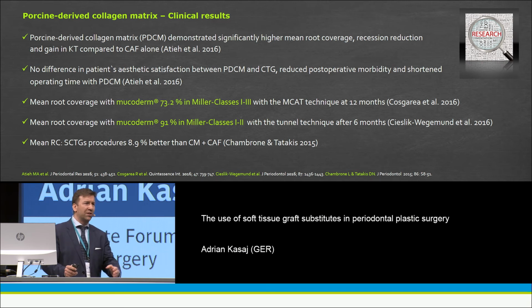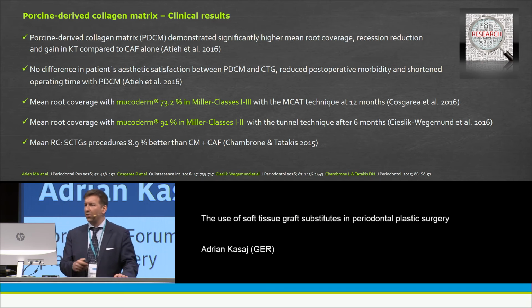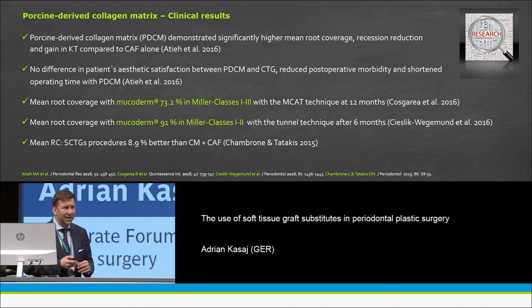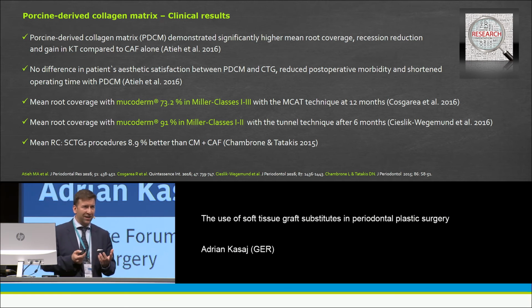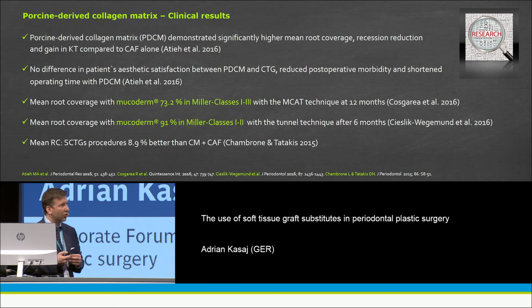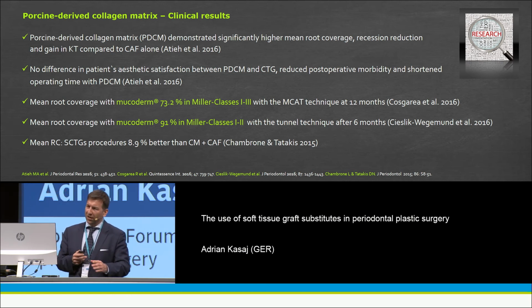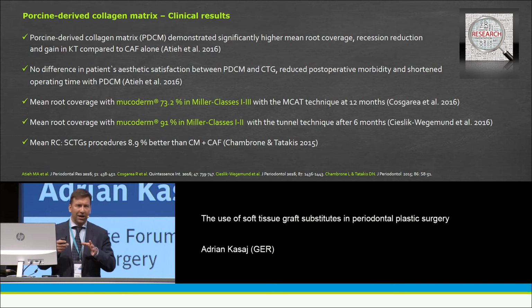And what we also see in all studies is a reduced post-operative morbidity and a shortened operating time associated with the use of these collagen matrices. So all data are showing really reduced post-operative morbidity and significantly shortened operation time.